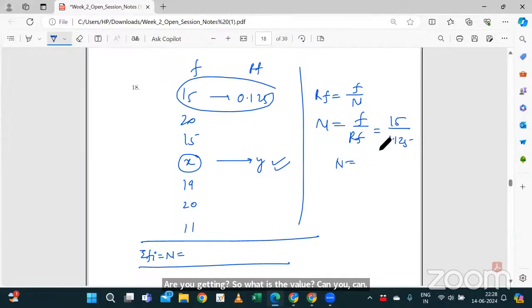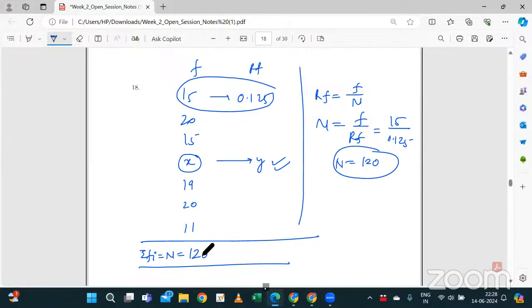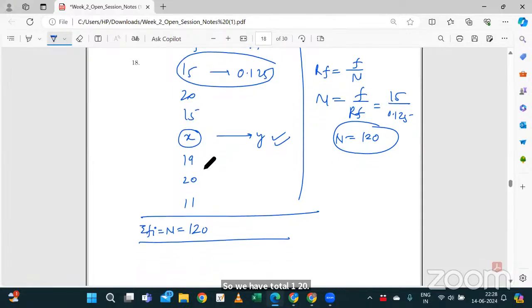Should be 15 divided by 125,000. 120, okay, correct. So we have total 120. Now, to calculate the value of y, I should know the value of x. Then how can I calculate the value of x? I know the summation of all the frequencies should be equal to the total number of observations, right?